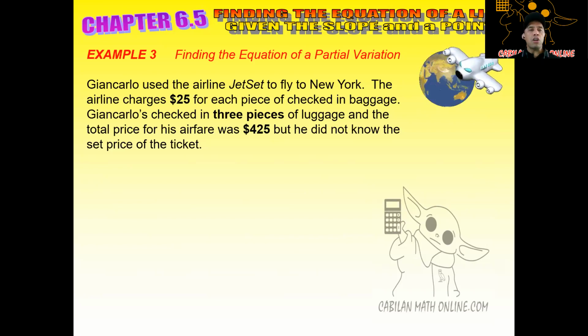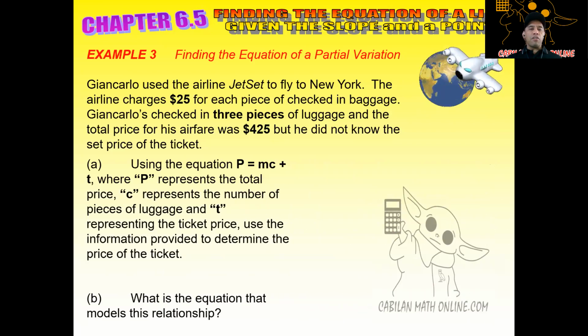So, Giancarlo used the airline JetSet to fly to New York. The airline charges $25 for each piece of checked-in baggage. It tells us here Giancarlo checked in 3 pieces of luggage, and the total price of his airfare was $425. However, he did not know the set price of the ticket. Whew. All right.